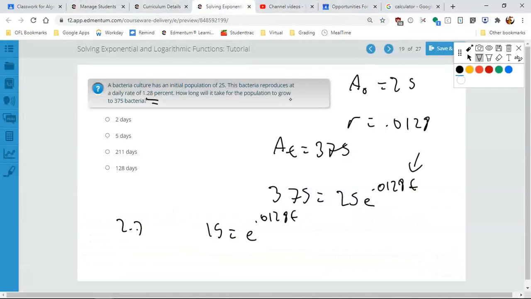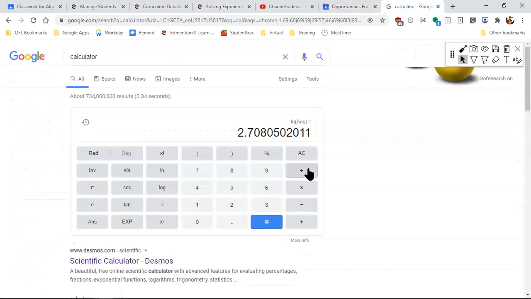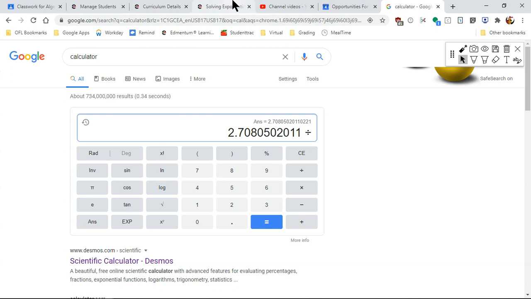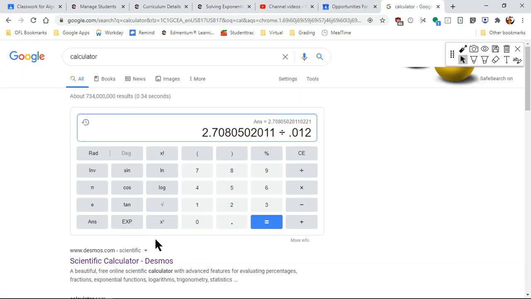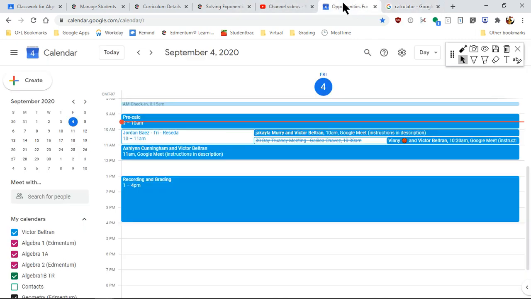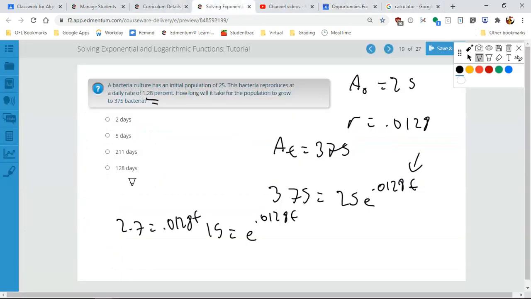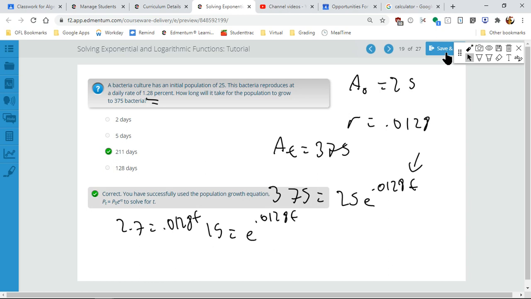So we get 2.7 equals 0.0128 t. We're going to divide this by that, so divide by 0.0128. And we're going to end up getting 211.6. 211.6 should be 212, but it looks like they're satisfied with 211. Cool.